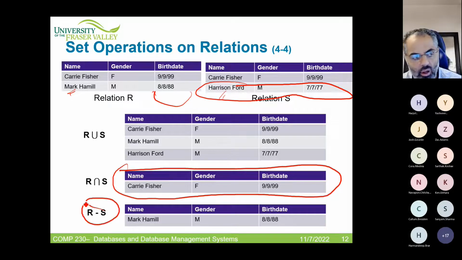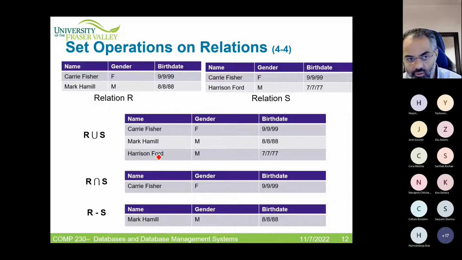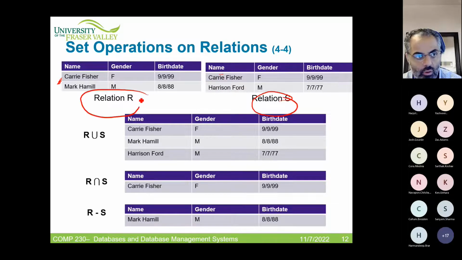R minus S, or R difference S. Here we are going to take what we have in R and we don't have in S. Carrie Fisher, we have it in R and we have it in S. So in this case, we are not going to take it.